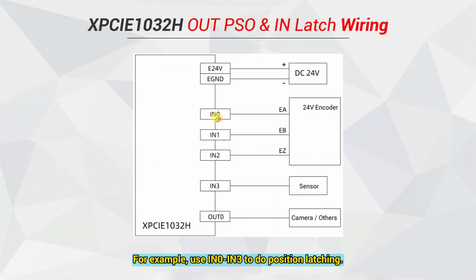For example, use in 0, 2 and 3 to do position latching. Use out 0 to do PSO, fly shooting. Here is the wiring reference.